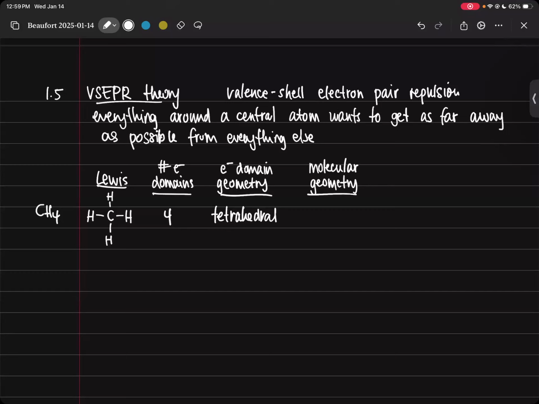So the difference between electron domain and molecular geometry has to do with the presence or absence of lone pairs on the central atom. In this case, we don't have any lone pairs. And so the electron domain geometry is going to be no different from the molecular geometry. So it's also tetrahedral.